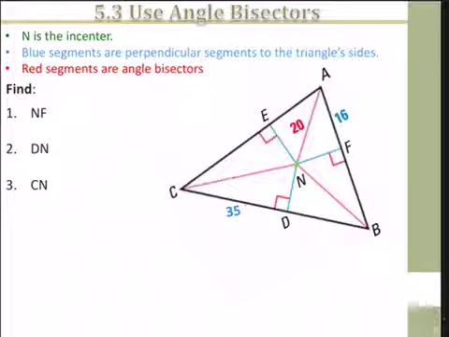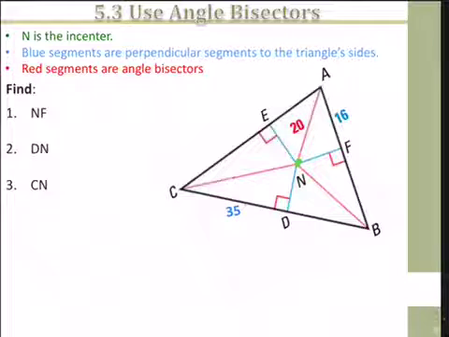We're told that the blue segments are perpendicular segments to the triangle sides, and we're told that the red segments, most importantly, are angle bisectors. Fine. It makes sense because they are all concurrent with n. Therefore, that's proof that n is the incenter. And the blue segments that are perpendicular to the sides, okay.